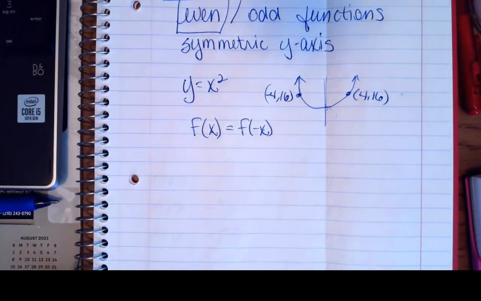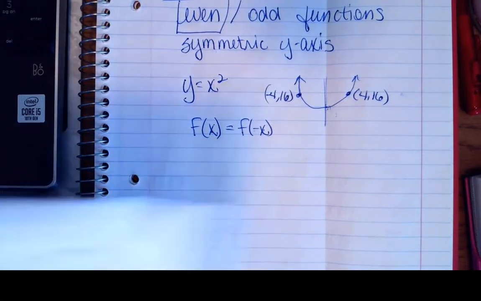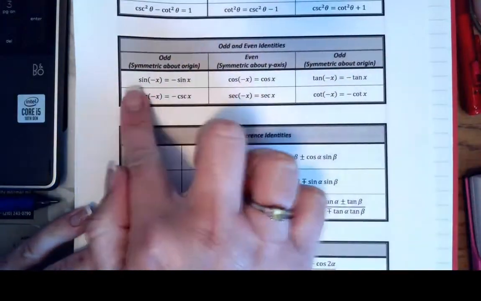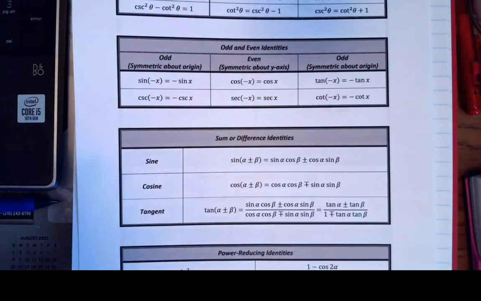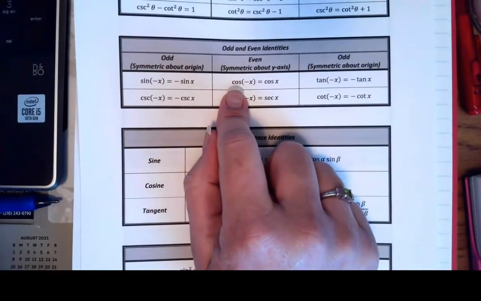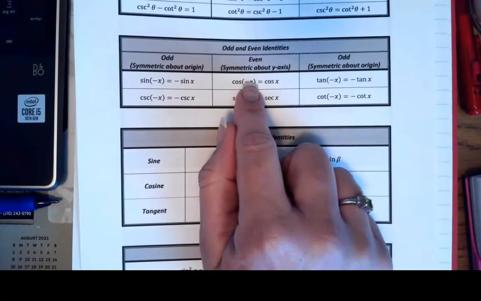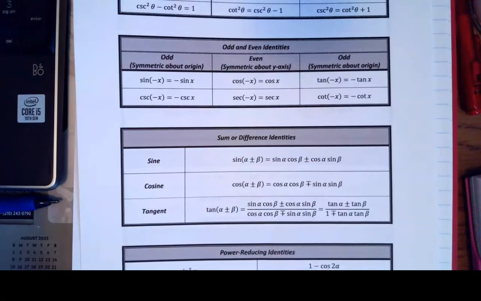So what do you know from that? Looking at your list, hang on, I've lost my list. Where's my list? Where are my identities? Found them. On page 2 of the identities that I gave you, you'll see evens and odds. Okay? So what's even? Cosine is an even function. If you change the angle measure on cosine to just the opposite, if it was negative, you make it positive, or if it was positive, you make it negative, it's going to give you the exact same ratio.